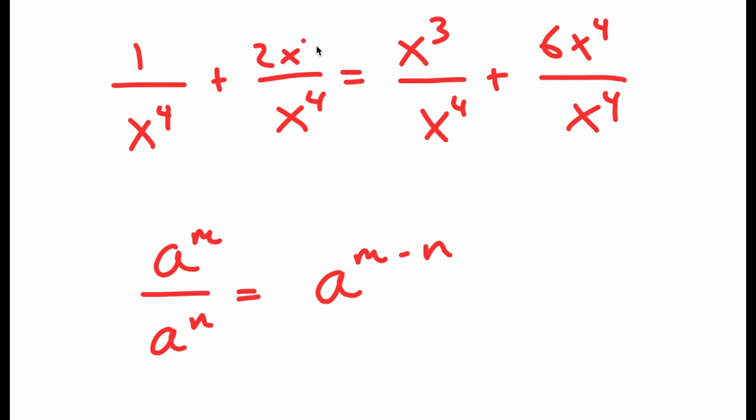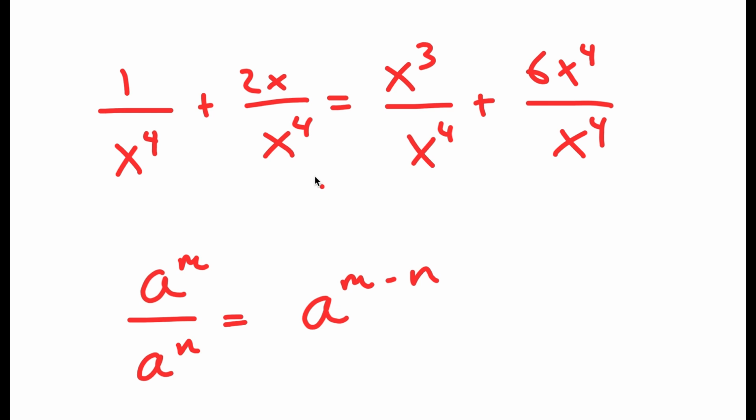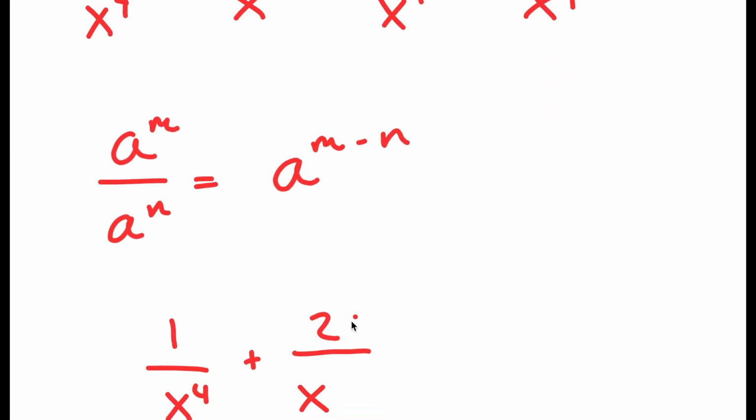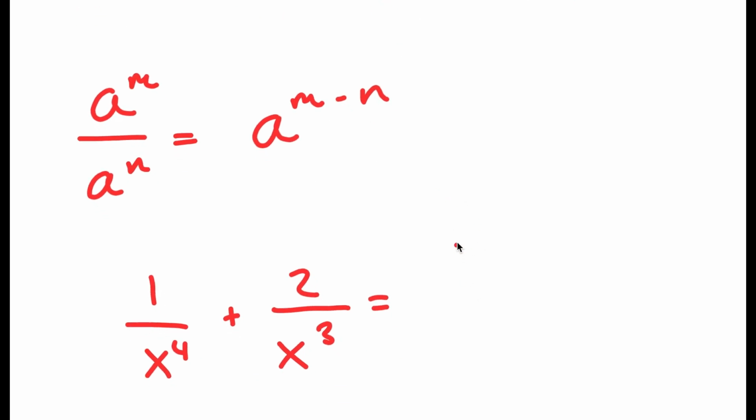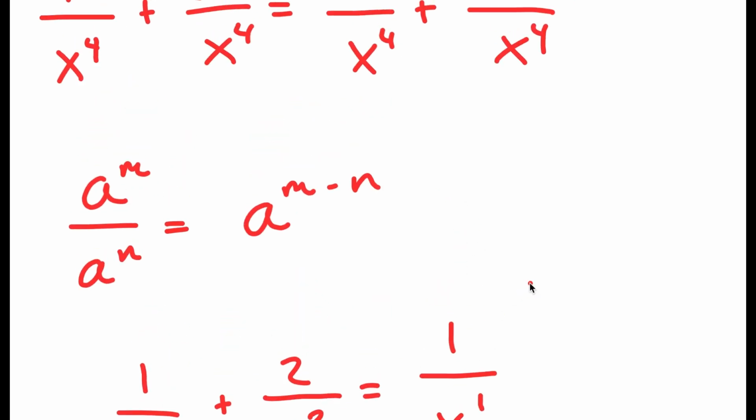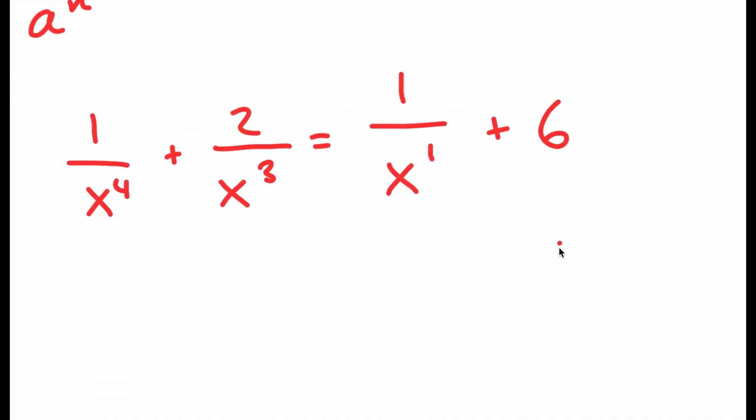So, x over x to the power of 4 turns into x to the power of 4 minus 1, which is just 3. x to the power of 3 over x to the power of 4 turns into 1 over x to the power of 1. And for 6x to the power of 4 over x to the power of 4, these two just cancel out. So I'm just left with 6.